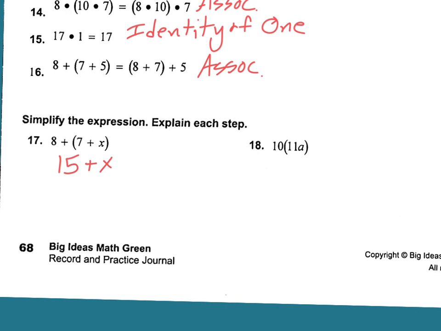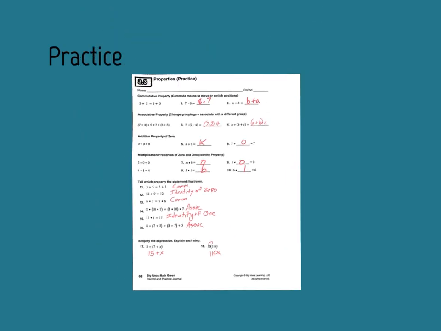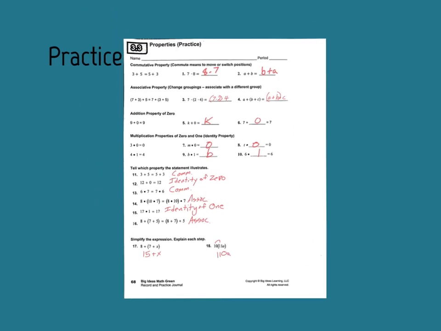Now on number 18, it's a little bit different. We can go 10 times 11a. So we have 110a. And that's the answer. So not too difficult on that practice. Hopefully that helps you to be able to do your assignment. So let's take a look at that assignment now.